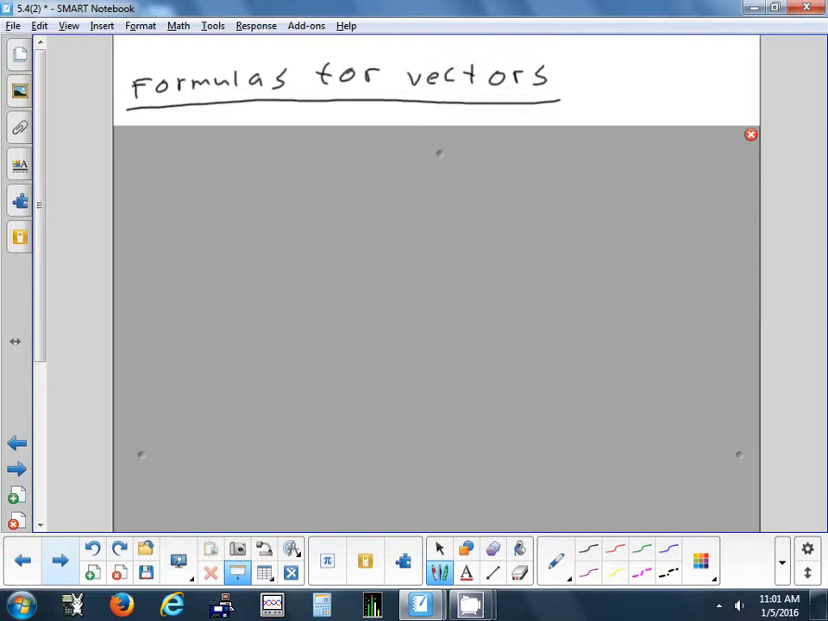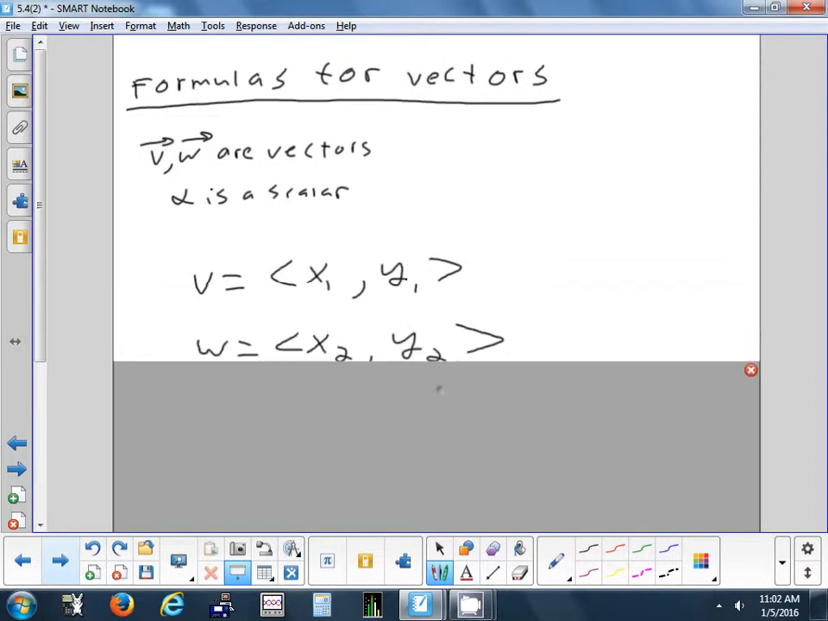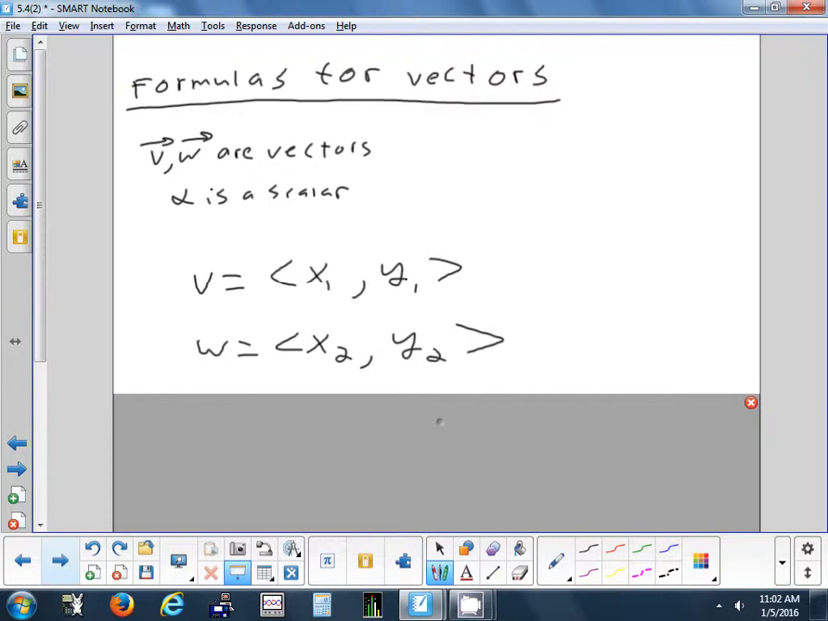All right. Next thing we're going to look at is some formulas for vectors. Some of these formulas we've already done visually, like I showed you how to add vectors by drawing pictures. Now I'm going to show you how to add them just with numbers. In all these formulas, v and w are vectors, and alpha is a scalar. You can remember, a scalar is just a number. My first vector has components x1 and y1. My second vector has components x2, y2.